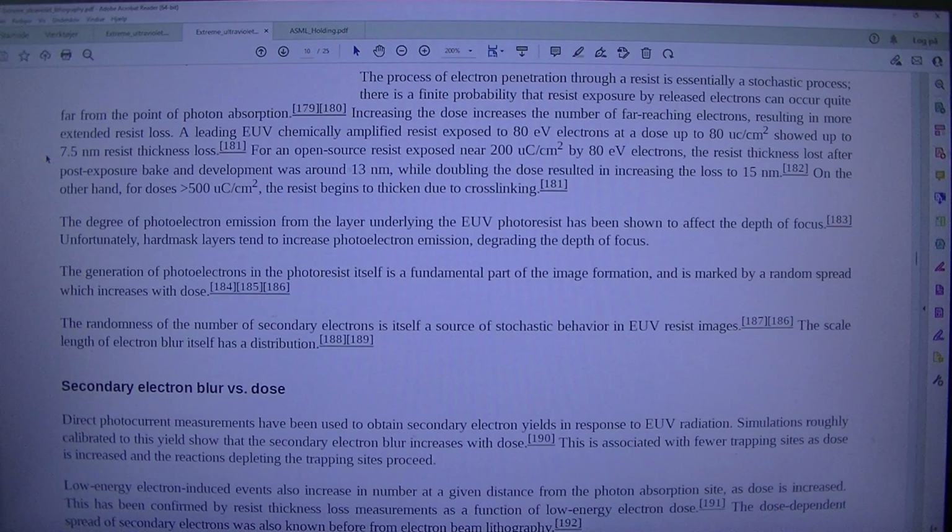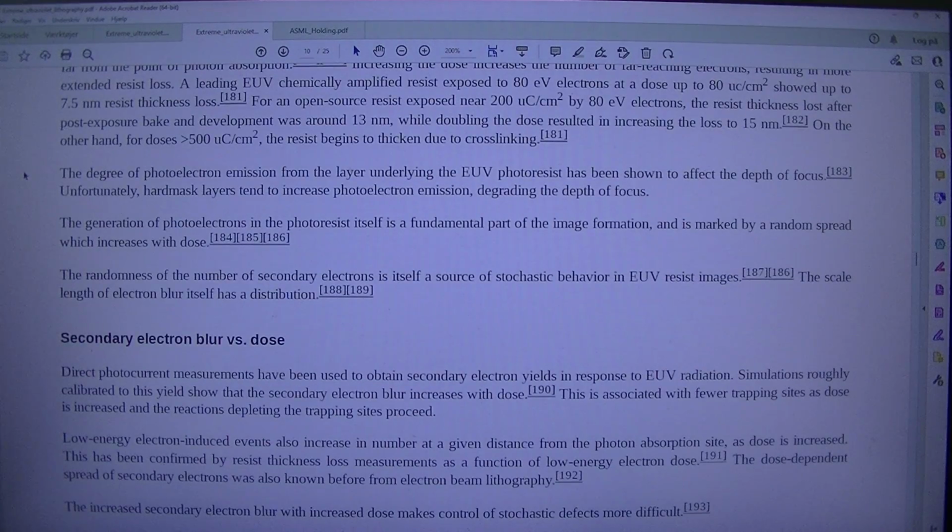181. For an open source resist exposed near 200 µC/cm² by 80 eV electrons, the resist thickness lost after post-exposure bake and development was around 13 nm, while doubling the dose resulted in increasing the loss to 15 nm. 182. On the other hand, for doses greater than 500 µC/cm², the resist begins to thicken due to cross-linking.